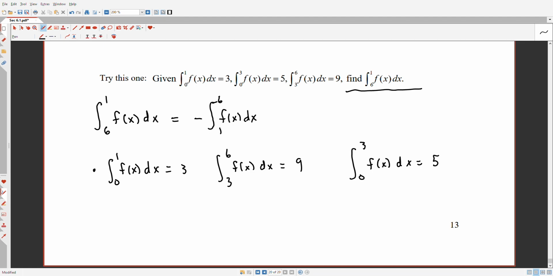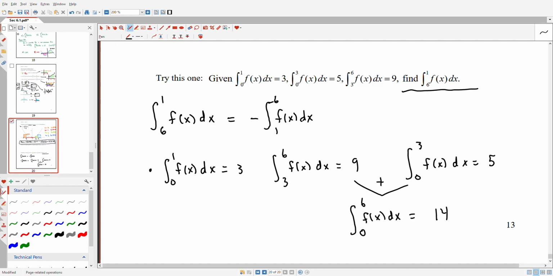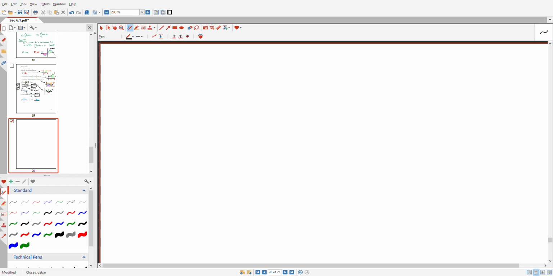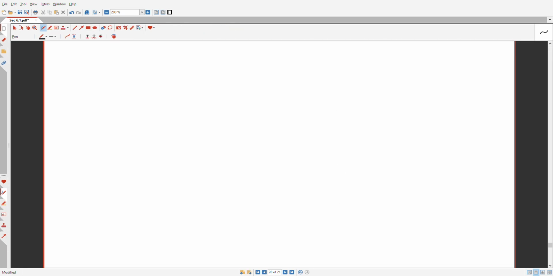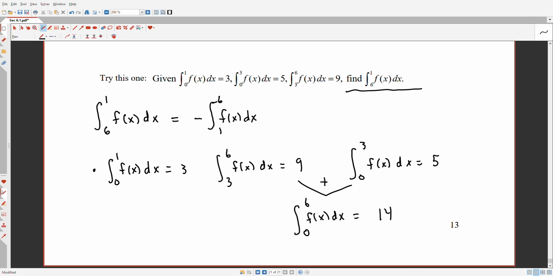You can combine these two. If I add these two, the first one, 0 to 3, and then I pick up from 3 to 6. So altogether, this is integrating from 0 to 6. And so I learned that this is 5 plus 9. This is 14. But I don't want to go all the way starting at 0, right? I would much rather, or I've been told, that I want to start at 1.